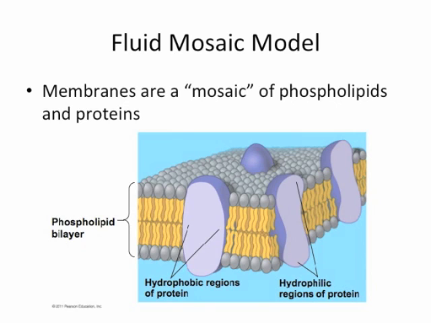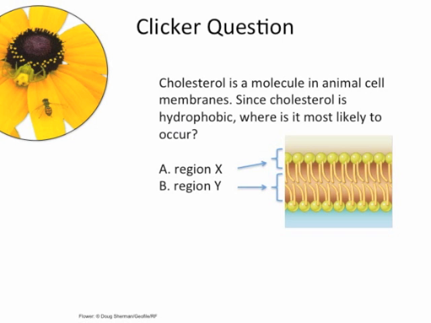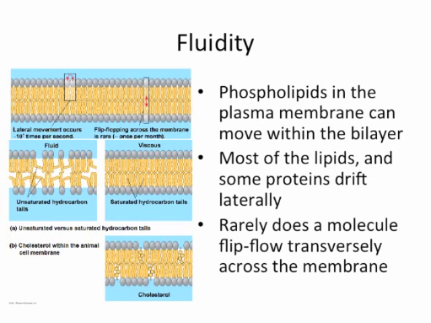So it's fluid mosaic. The mosaic part is that proteins are embedded in the membrane. The fluid part is that it moves. So membranes are fluid. Phospholipids in the plasma membrane can move within the bilayer. They can move left and right fairly easily, so two neighboring phospholipids can swap places. And the proteins within the membrane can also move around. Most of the lipids and some of the proteins will drift laterally within the membrane.